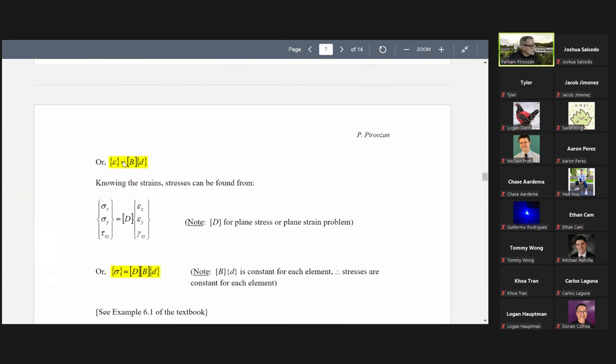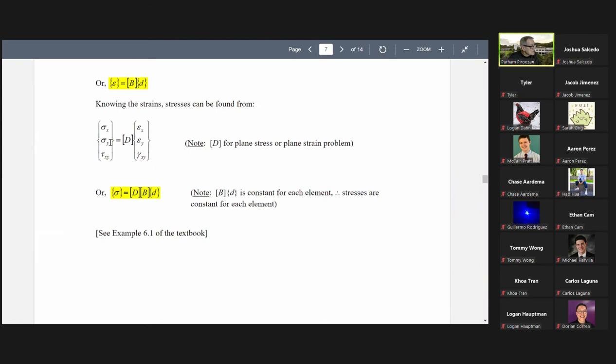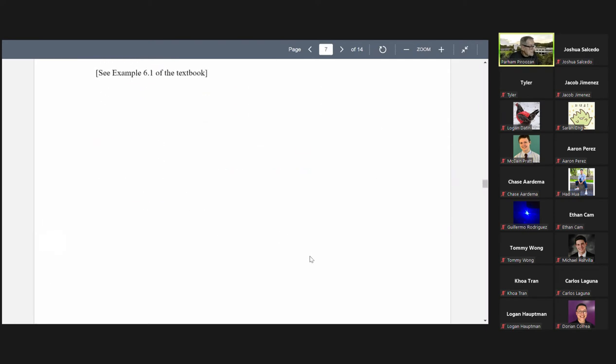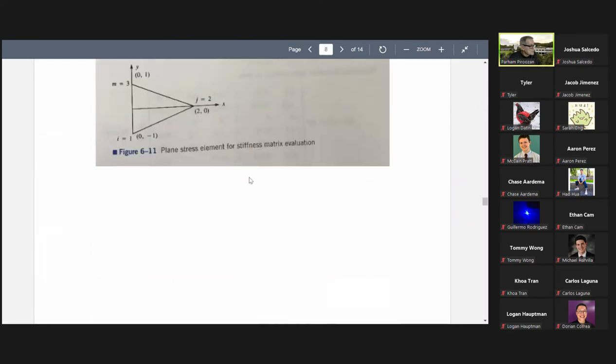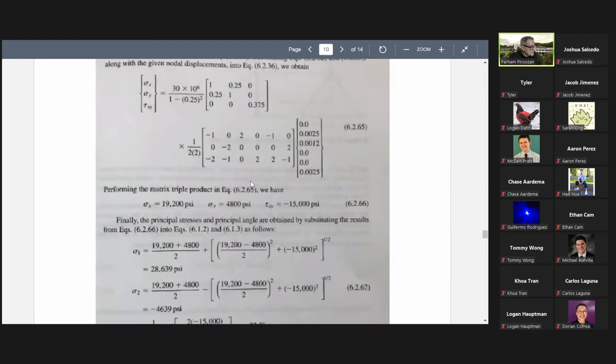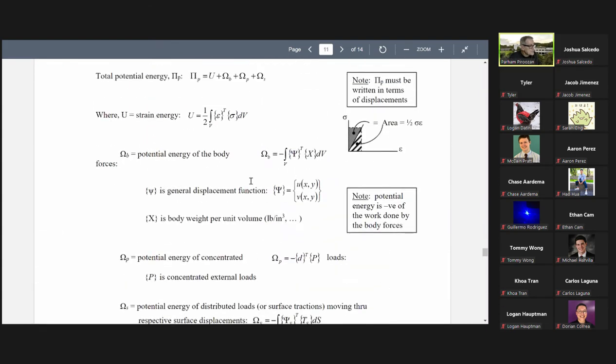So we looked at strain, it is B d, and stress, which consists of sigma X, sigma Y, tau XY, it is D B d. This is the material matrix, and B d is this epsilon. So stress is material matrix times epsilon. Also, we looked at one example problem. I think we finished our discussion here.